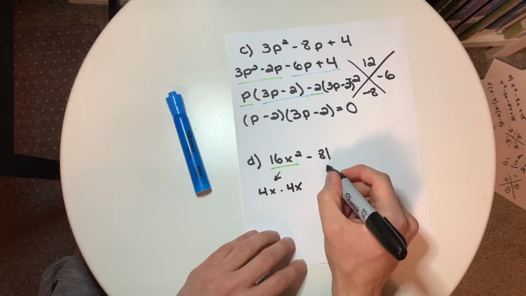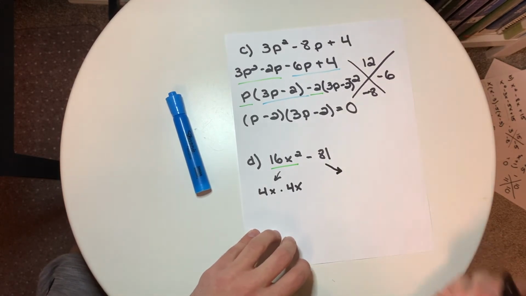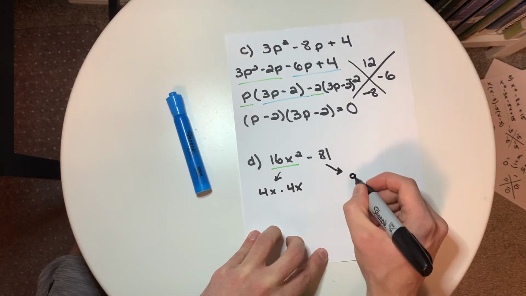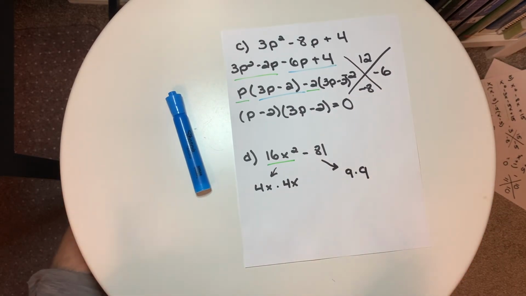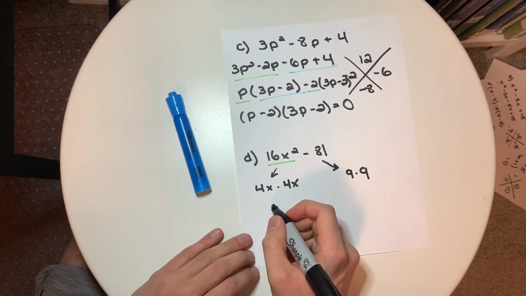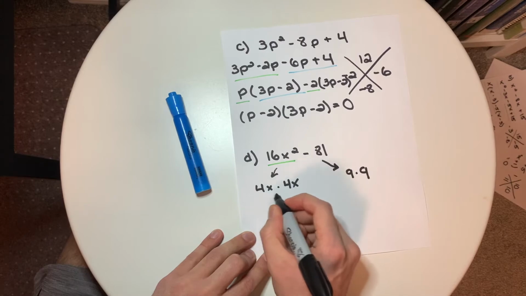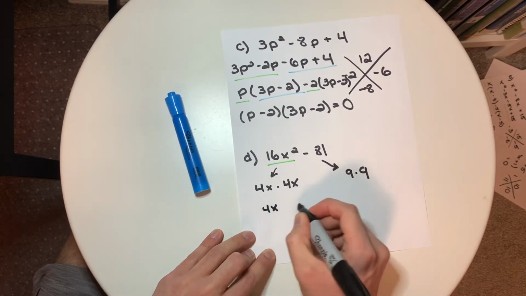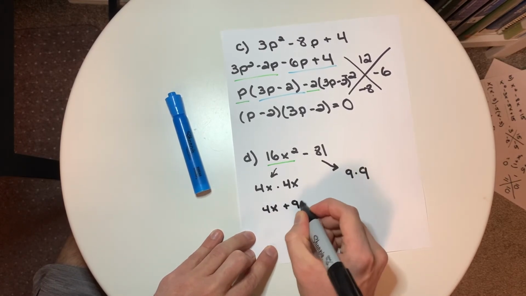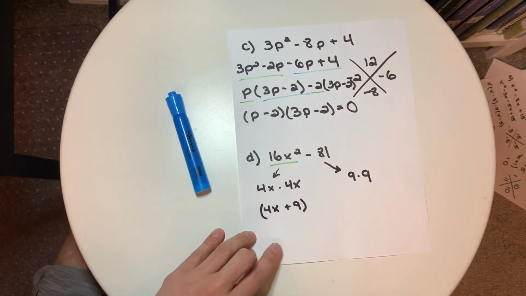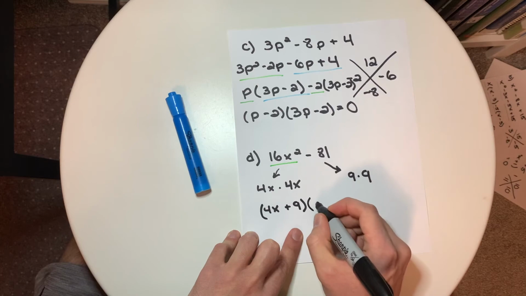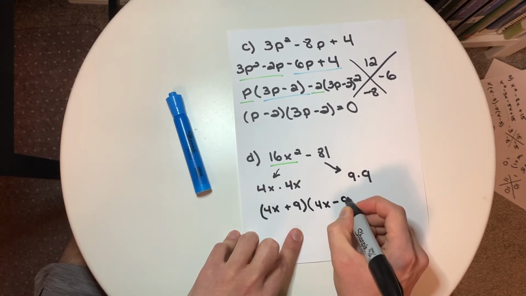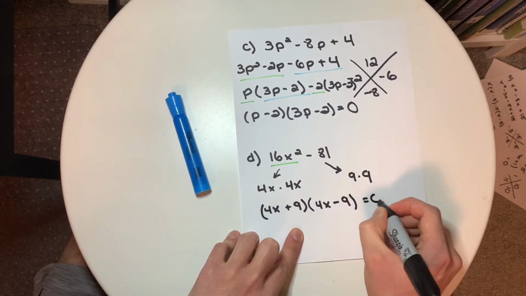And then our other one here, our 81, well, 81 is actually just 9 times 9, because 9 times 9 equals 81. So what does that give us for our problem? Well, that means that when we have a difference of squares, we're going to treat it as one of these terms, 4x plus the 9, so plus the factor from the other one. But then our second term becomes 4x minus the 9 is equal to 0.